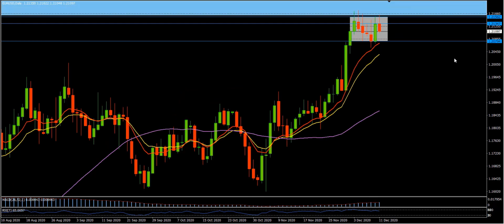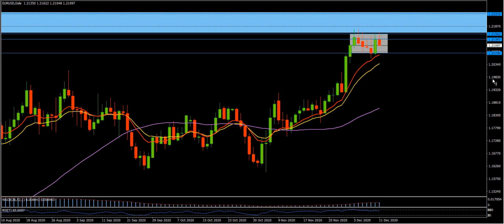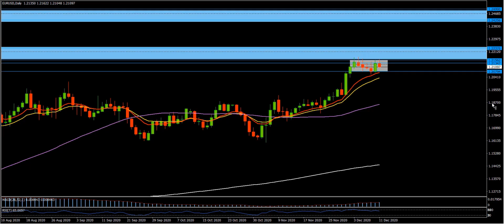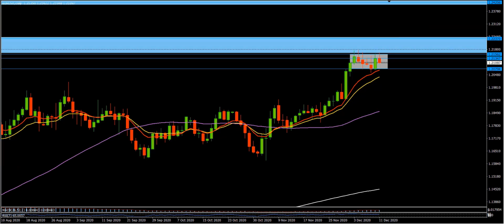I already removed all the trade lines, so you can see the chart is trying to go to its next support and resistance zone, that is in this region. Okay, so now the question is, what will we do for the next few days?